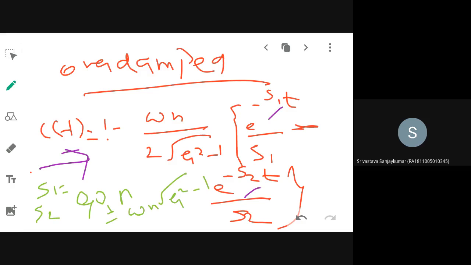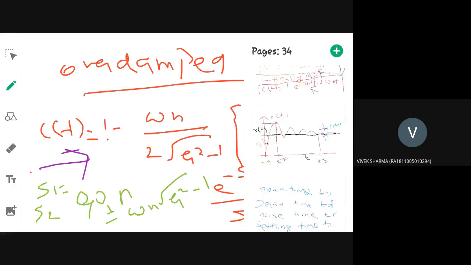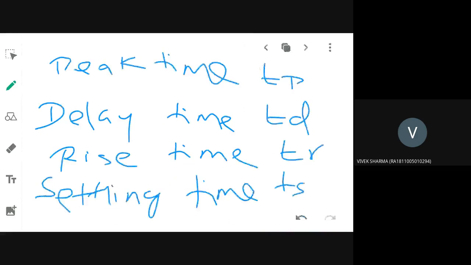So what are the things that we have derived? We have derived C of t for undamped, underdamped, and critically damped. Now let us check out another important topic: what are the various time domain specifications? Make a note of this also.